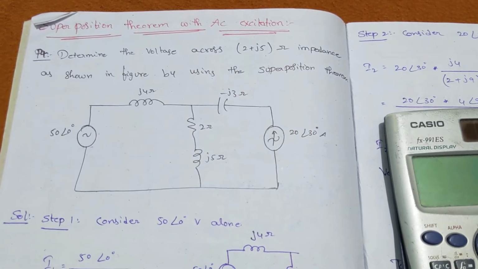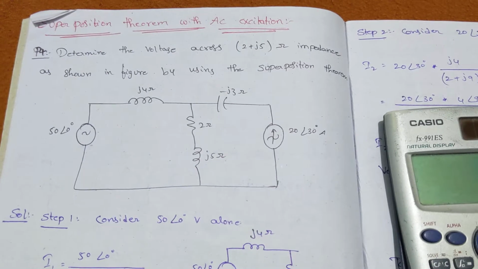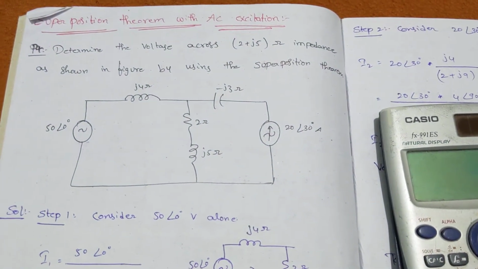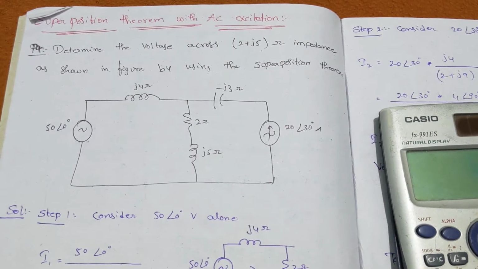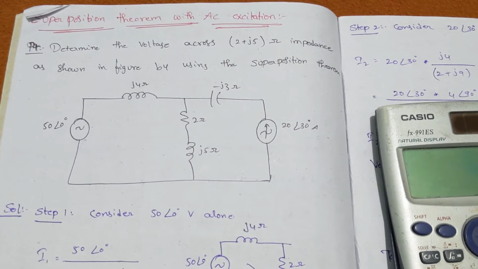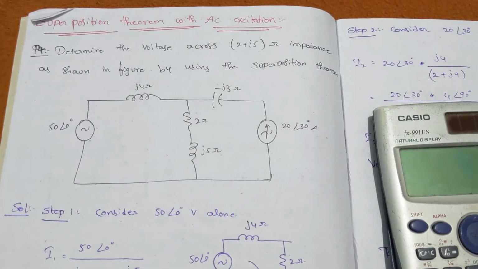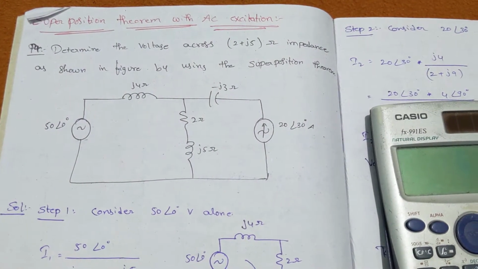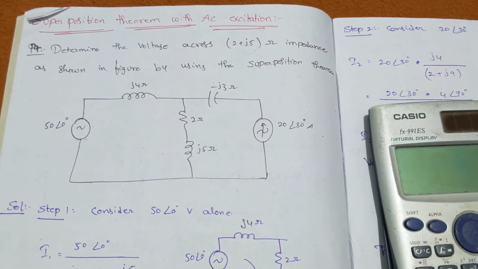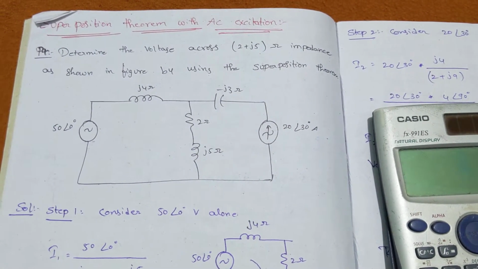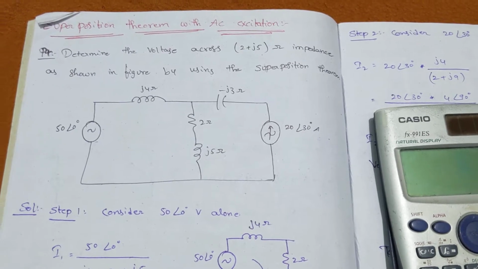Already in our previous videos, we came across the superposition theorem for DC excitation, as well as how to perform it if the circuit consists of dependent sources. These two things we have seen already. Now in today's video we are going to see the superposition theorem with AC excitation.